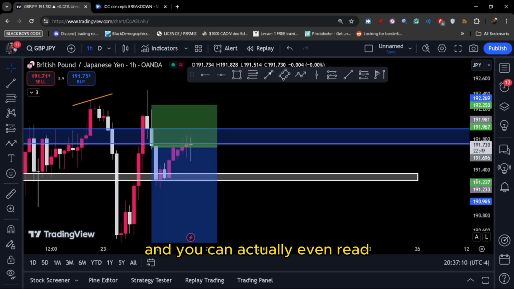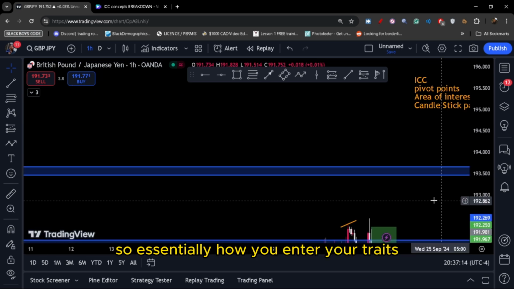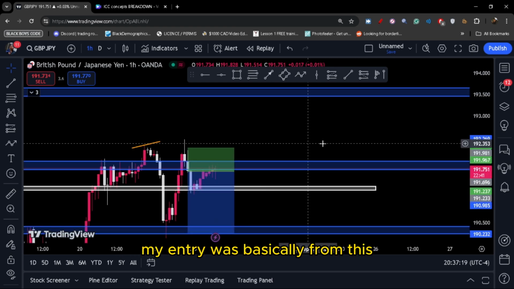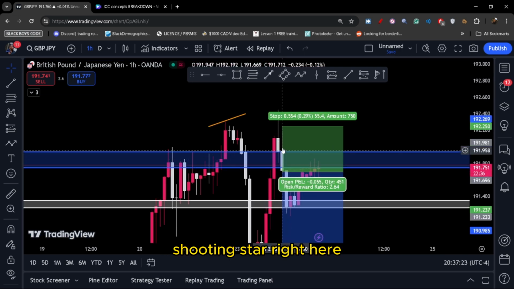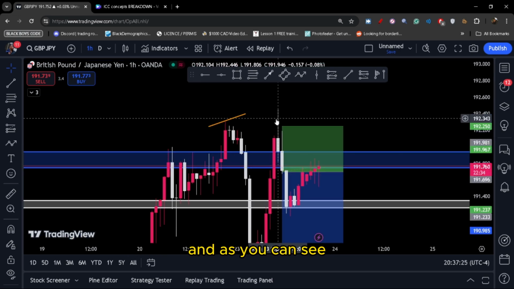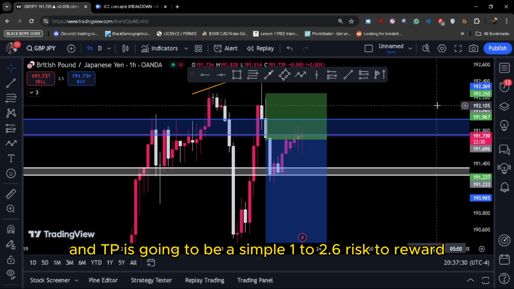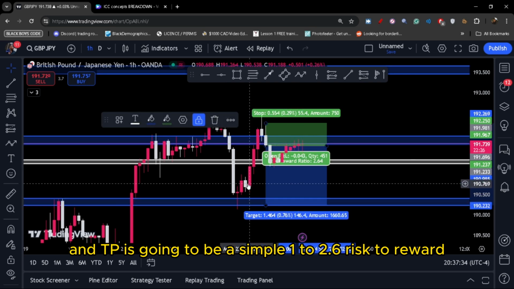And we can actually even read the last step, which is the candlestick patterns, right? So essentially, how you enter your trades. In this specific case, my entry was from this shooting star right here. So this would be my entry, and as you can see, stop loss is literally above the candle, right? And TP is going to be a simple 1 to 2.6 risk to reward.